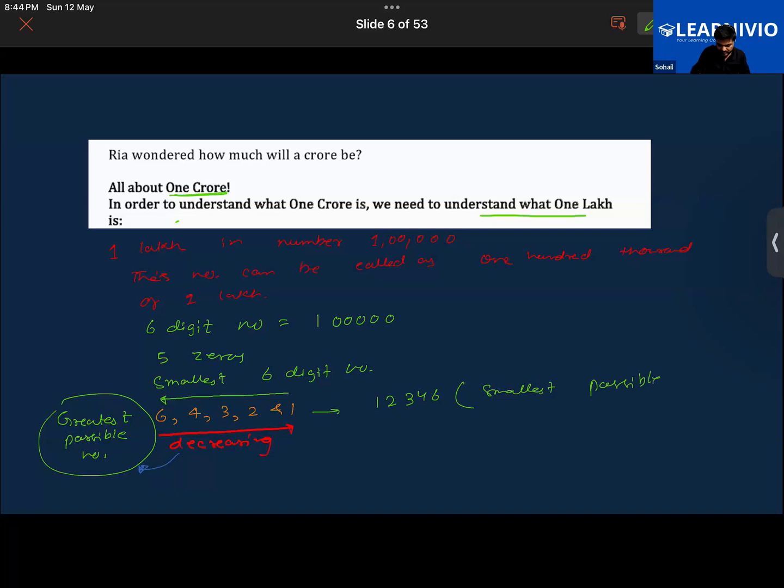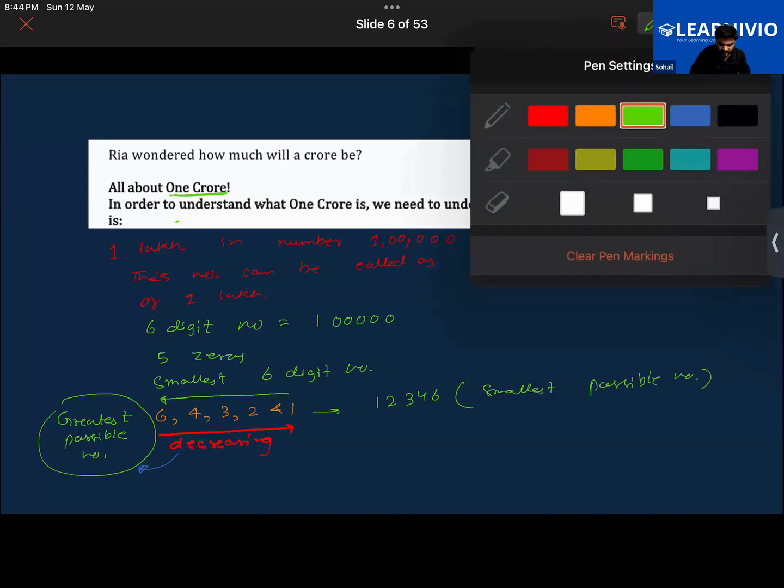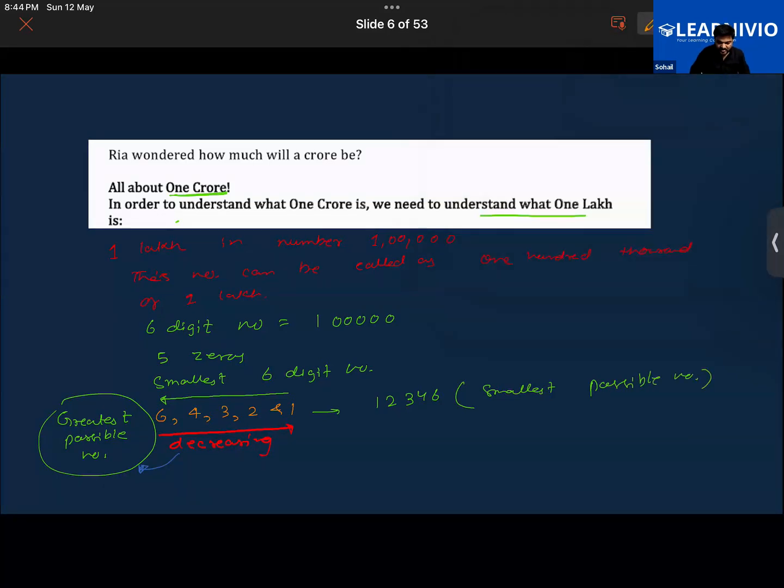Smallest possible number. How did we obtain this, guys? By arranging the numbers in ascending or descending order. How was this number possible? Yes, Sumaya and Habib, you guys getting my question, no? Ascending. In ascending order, good.